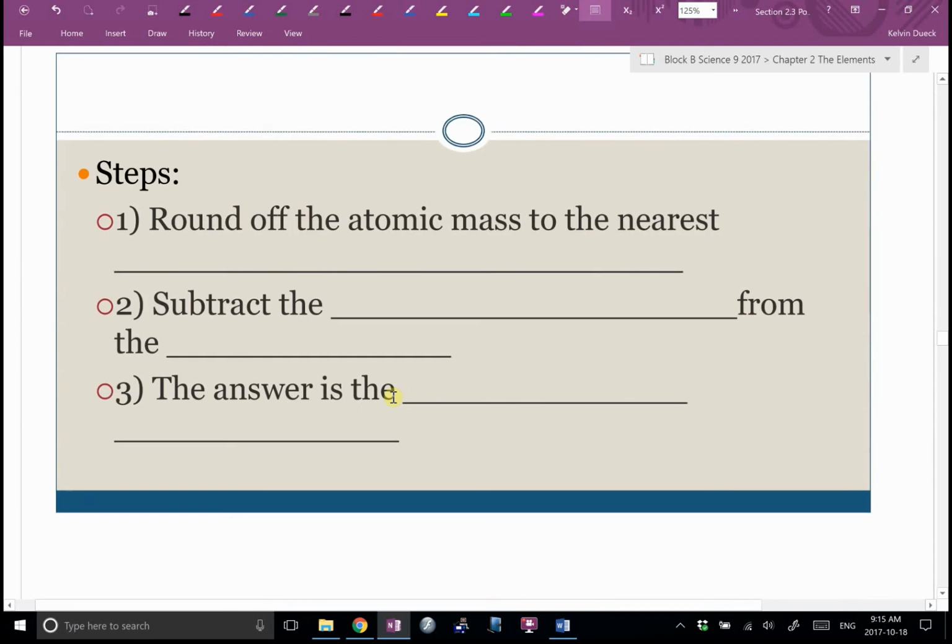So, what are the steps? If we want to figure out the nucleus, what did we do? The first thing we did is we rounded off the atomic mass to the nearest whole number. My abbreviation for the word number is a number sign. Hopefully I've told you I tend to abbreviate. Then what? You subtract the atomic number from the mass. And the answer is the number of neutrons.